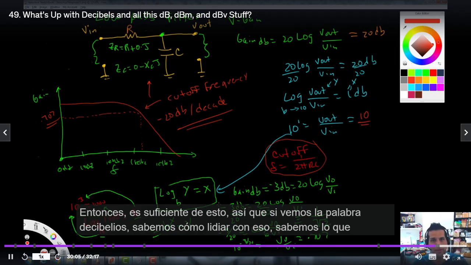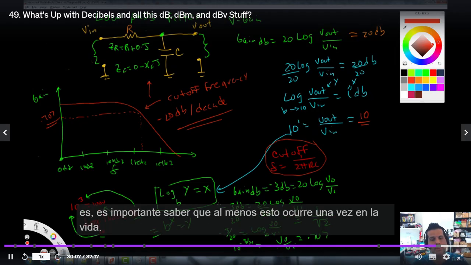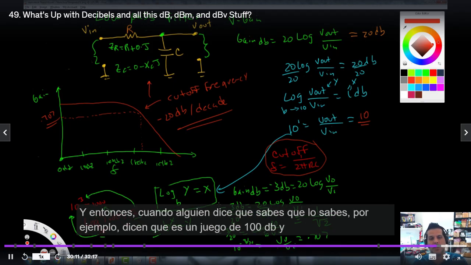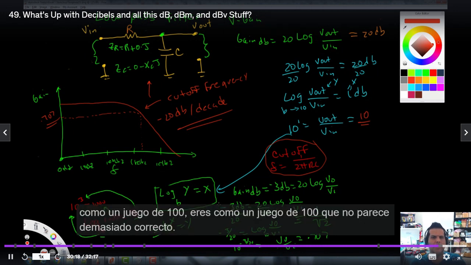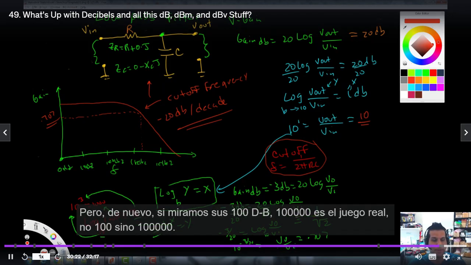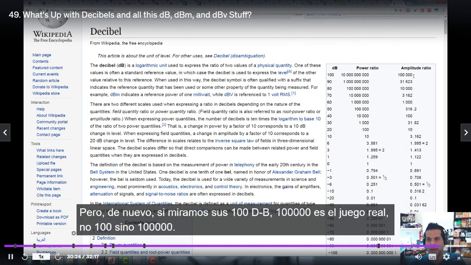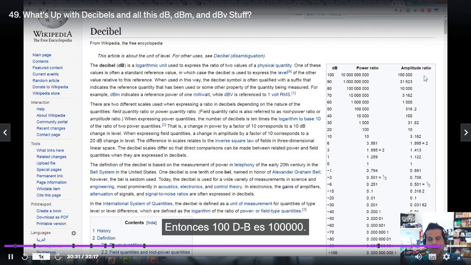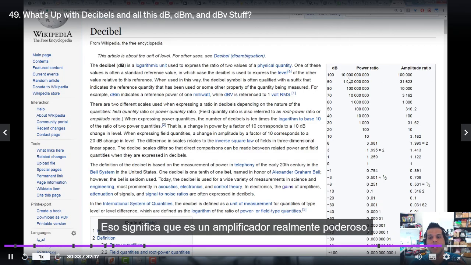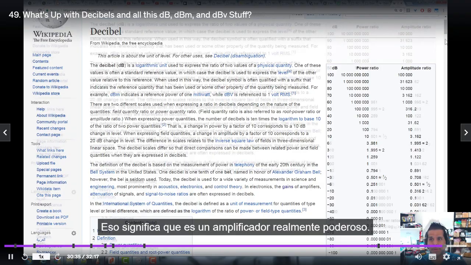So if we see the word decibel, we know how to deal with it. We know what it is. It's important to know this, at least go through it once in life. When someone says it's a 100 dB gain, you might think, well, 100 gain doesn't seem like too much. But 100 dB is 100,000 as the actual gain, not 100. So 100 dB is 100,000, which means that is a really powerful amplifier.